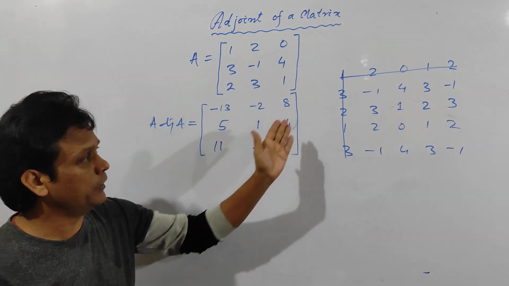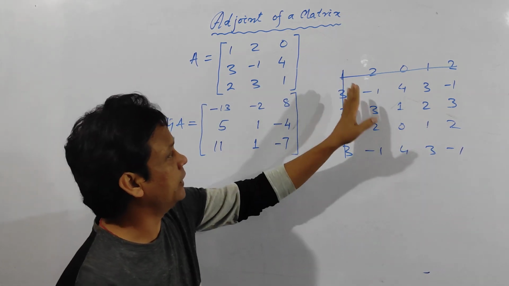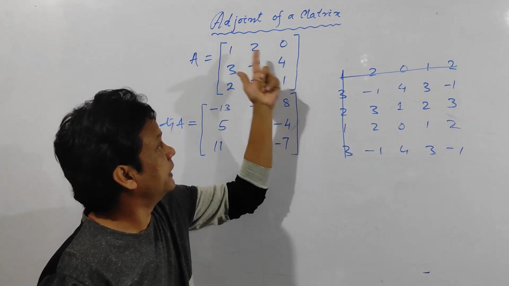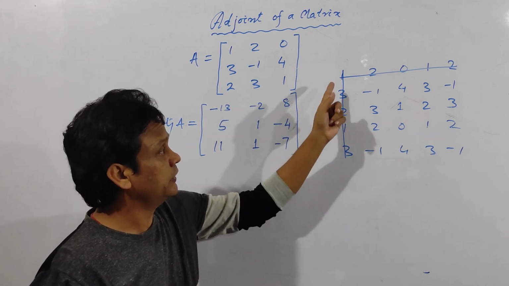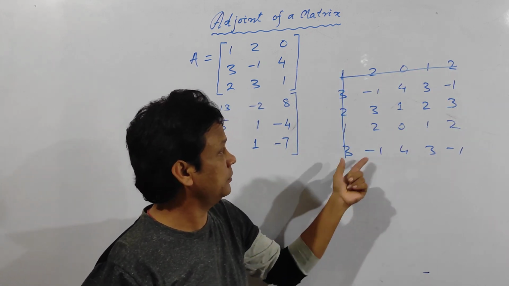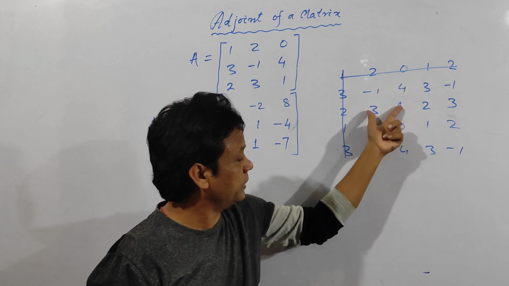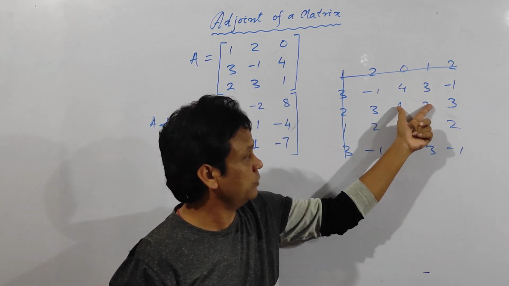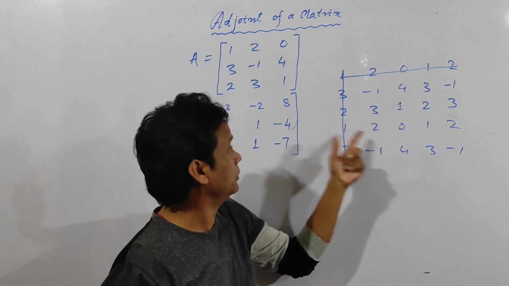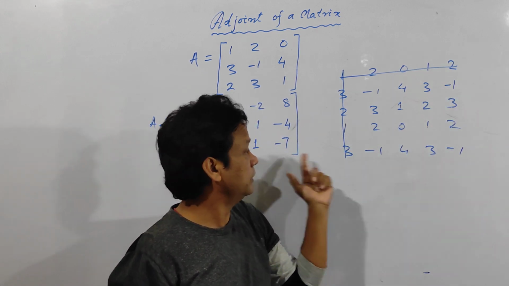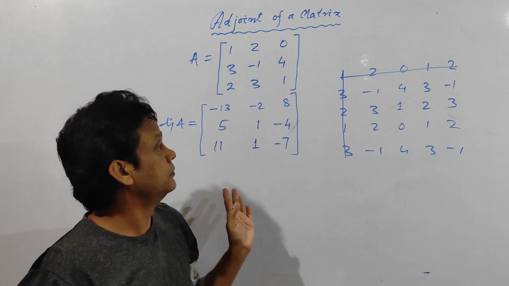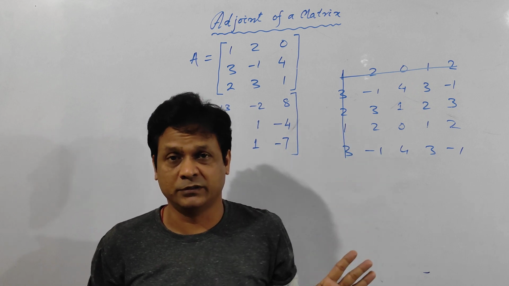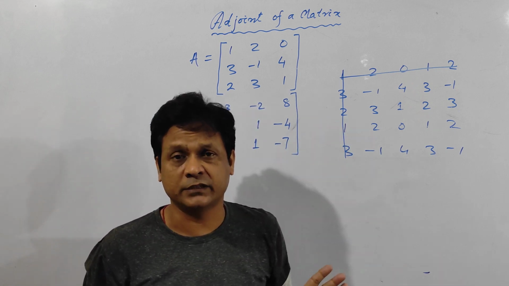So it will be very easy. Simply write the first two columns here. Then copy the first two rows at the bottom. Then omit the first row and first column. Then find the determinant of these two, then these two, then these two, and write it in the first row. Then the determinant of these two, then these two, then these two, write in the second row. And similarly in the third row. So this is the process by which you can get the adjoint of a matrix without any error. There is no possibility of error in sign.